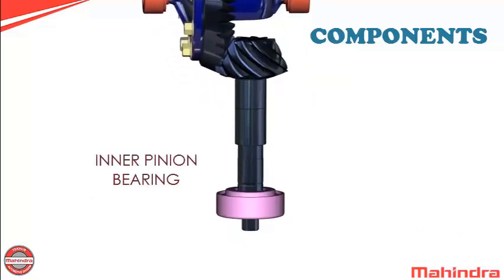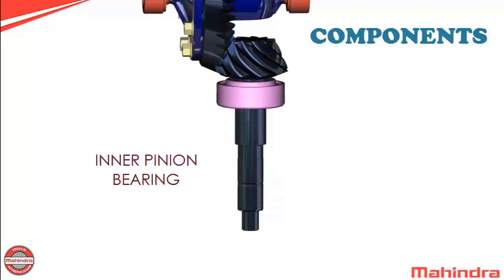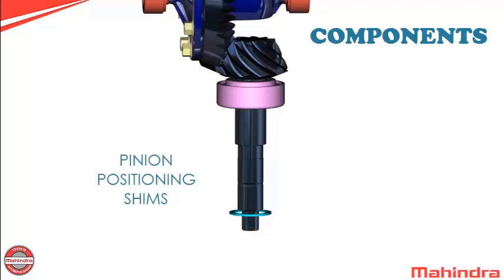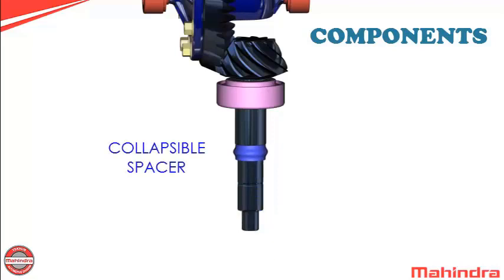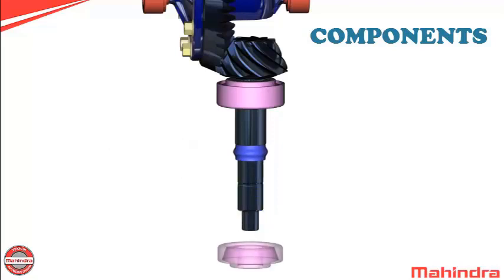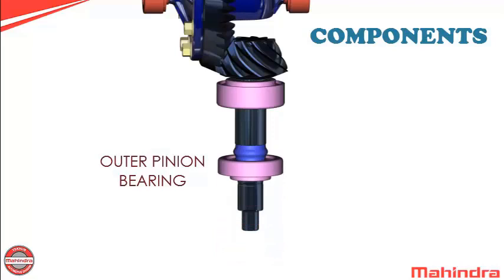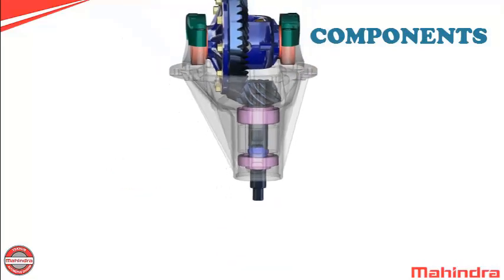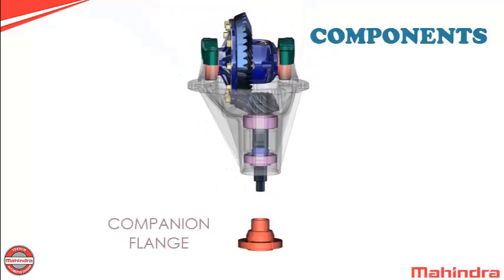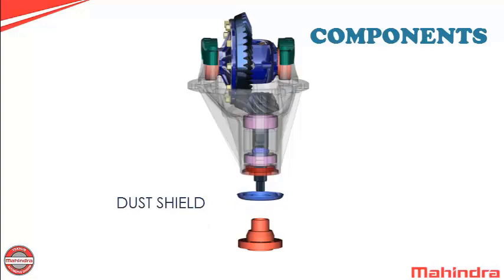This is inner pinion bearing. The pinion positioning shims. Collapsible spacer and the outer pinion bearing. This is a companion flange and this is a dust shield.